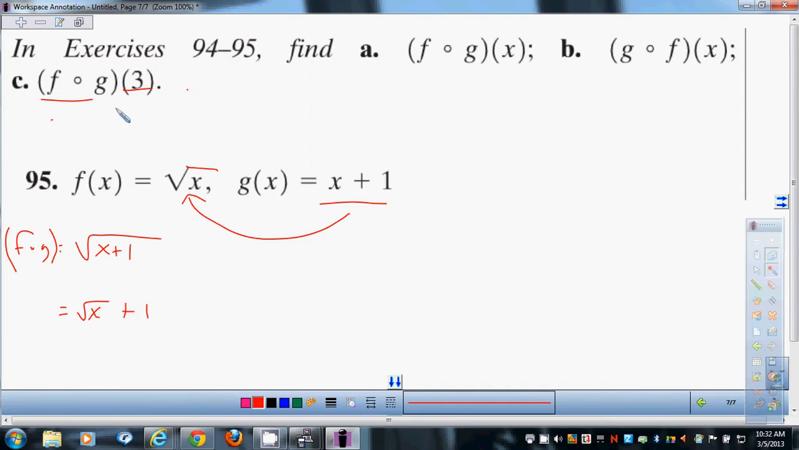Well, did you understand the first part of this part? Yeah. So all we did was plug 3 into that. Square root of 3 plus 1. Well, it would still be the same thing. 3 plus 1, square root.